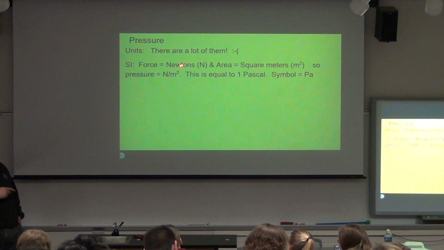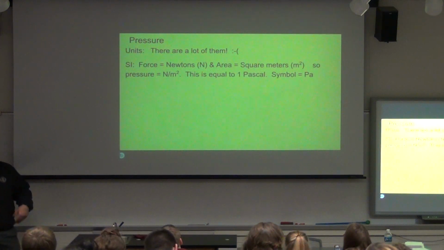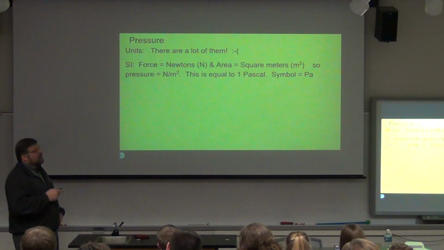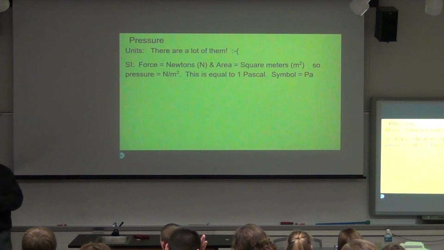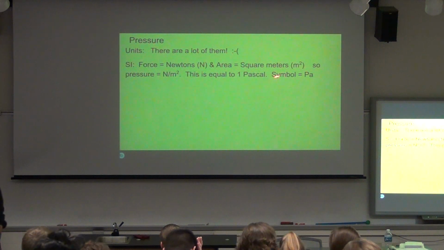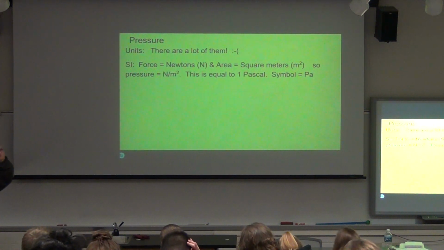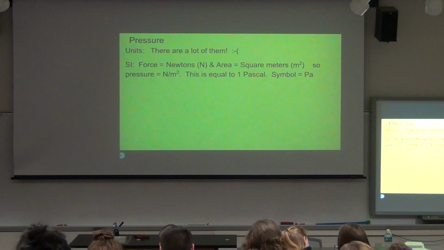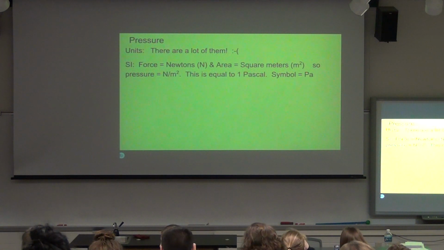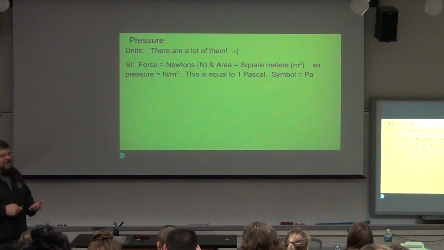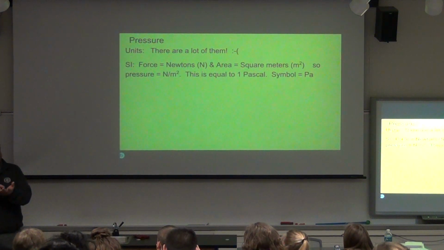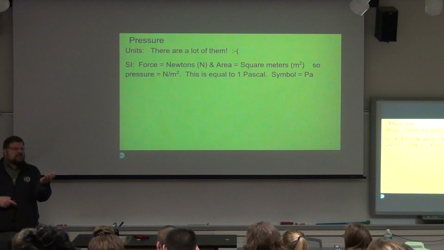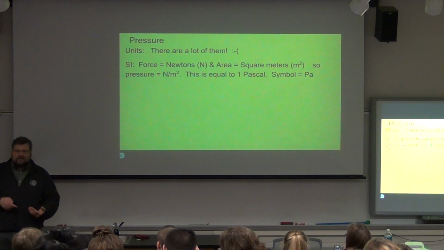And a newton divided by a square meter is what we're going to call a pascal, a pascal of pressure. 1 pascal would be 1 newton over 1 square meter. The symbol for it is a capital P, small a, Pa, for pascal. But a pascal is really, really small. That's not much pressure at all. Maybe about the same pressure as a larger paperclip in your hand. That would be about what 1 pascal would be. That's not much.